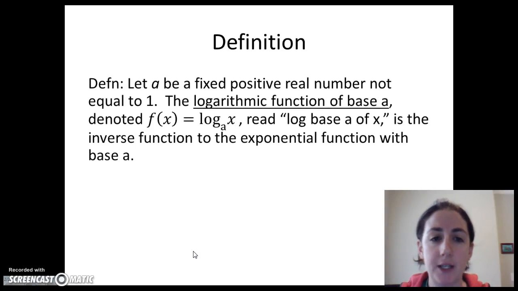So a is a fixed positive number, but it can't be equal to 1. That's the same start of the definition of an exponential function. Then we have the logarithmic function of base a, which is written f of x equals log base a of x. That's the inverse function to the exponential function. An inverse function is what undoes a function.